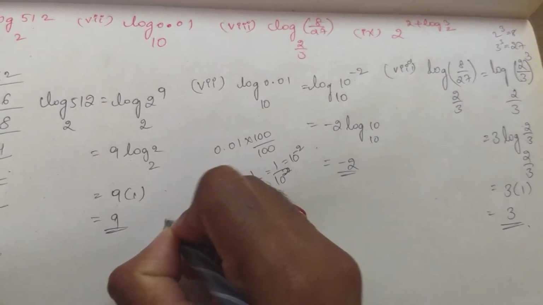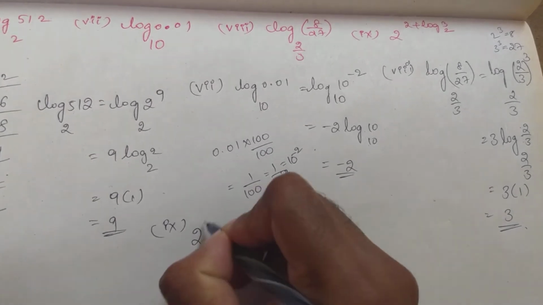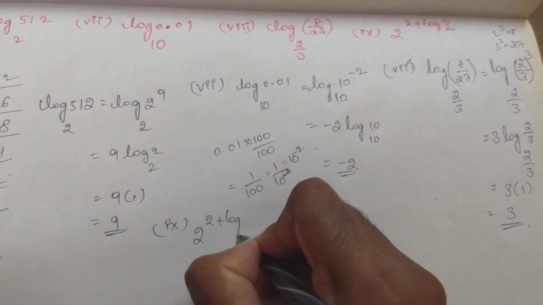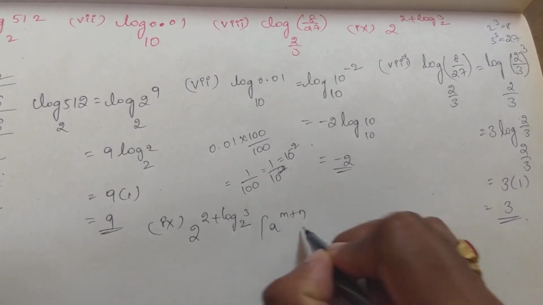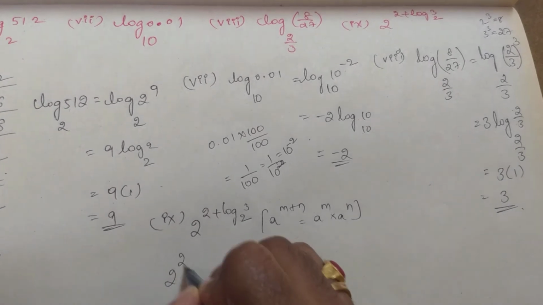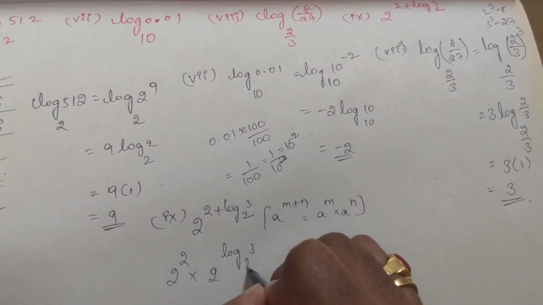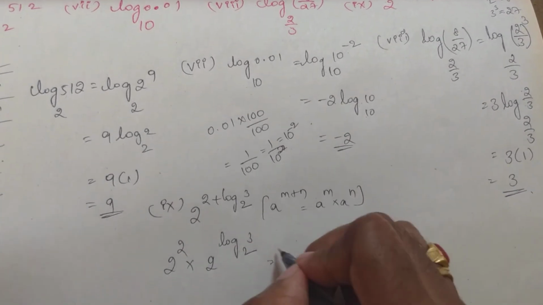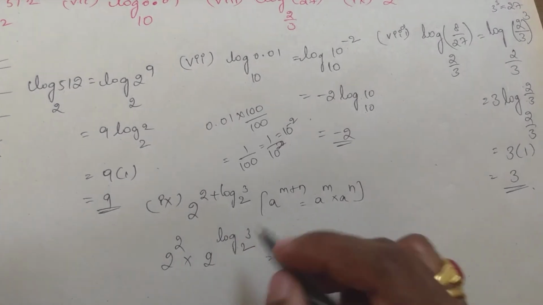What is sub question 9 here given? So 2 to the power of 2 plus log 3 base 2. This is in the form of a power m plus n, which can be written as a power m into a power n. So write it as 2 square into 2 power log 3 base 2. What is 2 square? It is 4. 4 into. So let's solve this first.